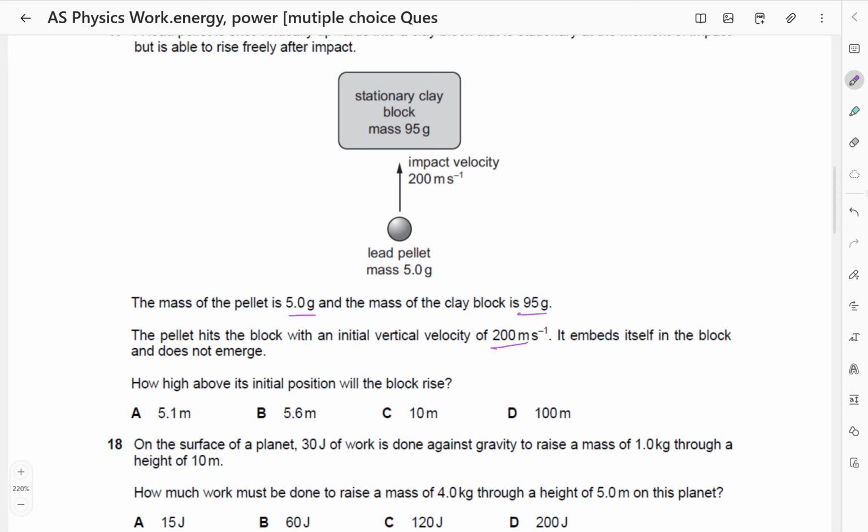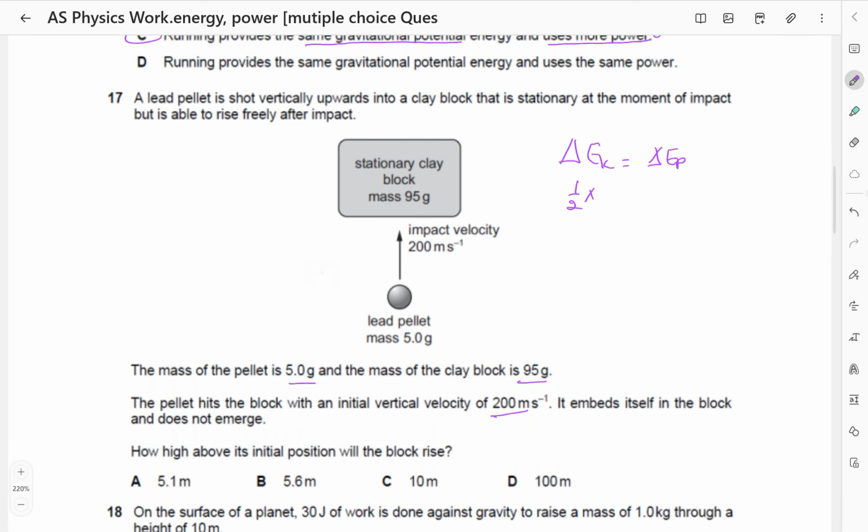Okay, so let's maybe first use conservation of energy. Let us simply assume that the loss in kinetic energy is going to be equal to the gain in potential energy. So the loss in kinetic energy is going to be a half times the total mass of the system, which is going to be... let me first find the velocity by conservation of momentum.